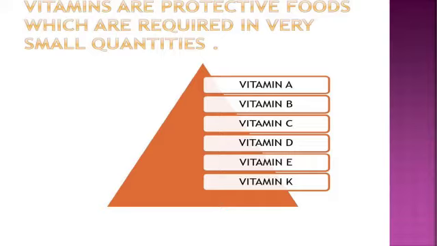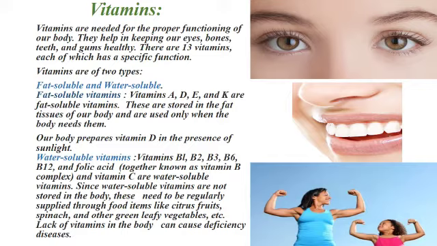Vitamins are protective food which are required in very small quantities, and you will learn more about vitamins, their importance and different types of vitamins. So vitamins are needed for the proper functioning of our body. They help in keeping our eyes, bones, teeth and gums healthy. There are 13 vitamins, each of which has a specific function. That means each vitamin has a different function.